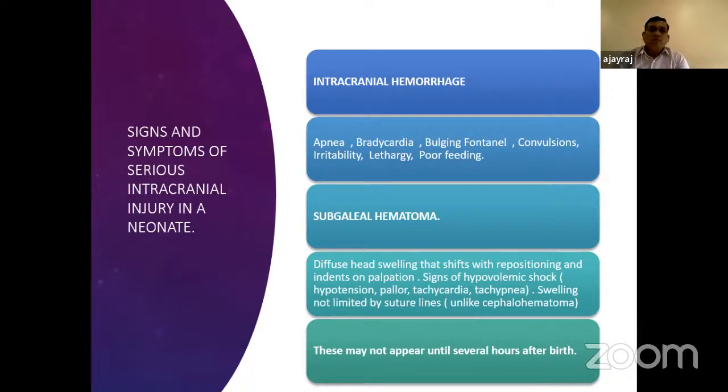Subgaleal hematoma: diffuse head swelling that shifts with repositioning and indents on palpation. Signs of hypovolemic shock, that is hypotension, pallor, tachycardia, tachypnea. Swelling not limited by suture lines, unlike cephalohematoma. Cephalohematoma is limited by suture lines, but subgaleal hematoma is seen beyond the suture lines also. These may not appear until several hours after birth, so we have to carefully monitor the baby in the postpartum period.